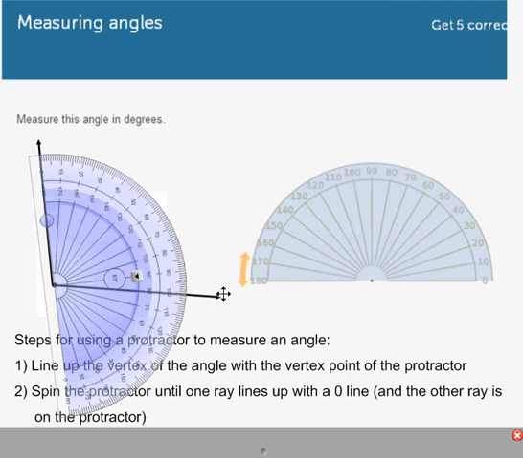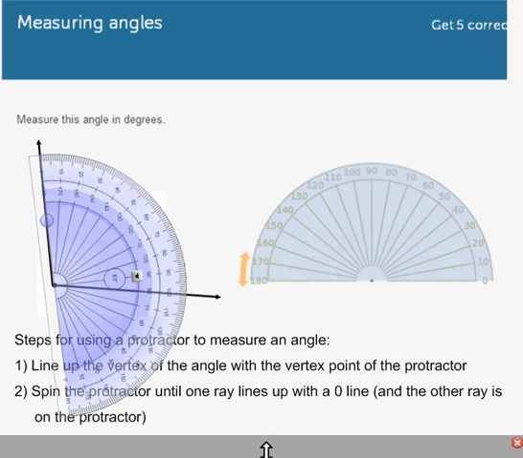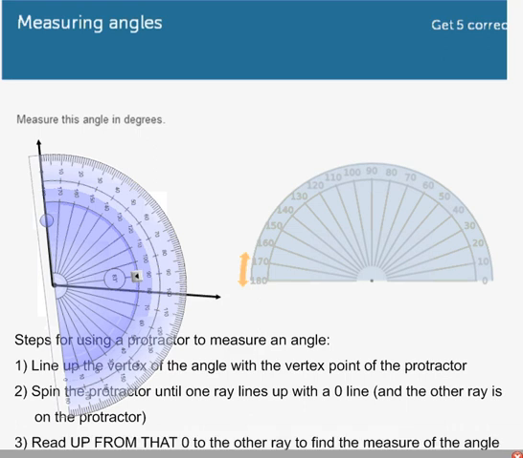So my third step tells me to read up from that 0 to the other ray to find the measure of the angle. So I'm going to use the outside numbers and I'm going to read up all the way to the other ray, and I can see that this angle is 100 degrees.